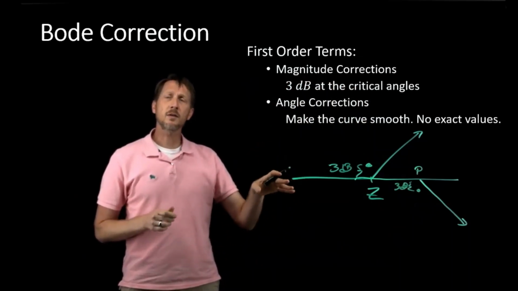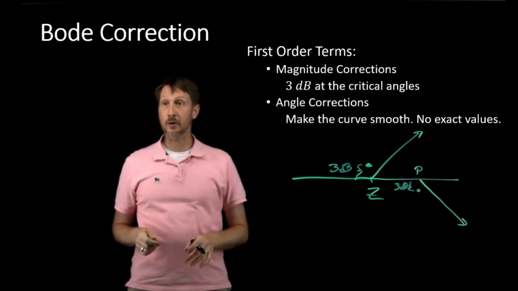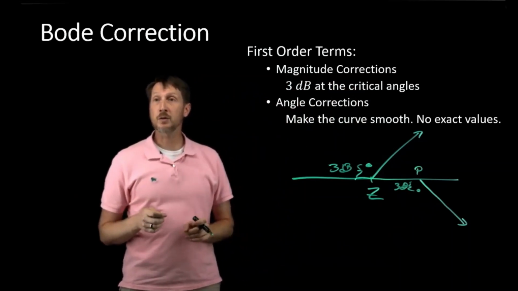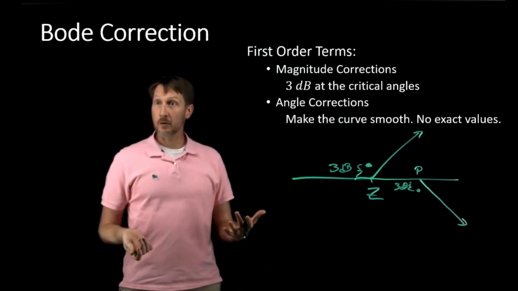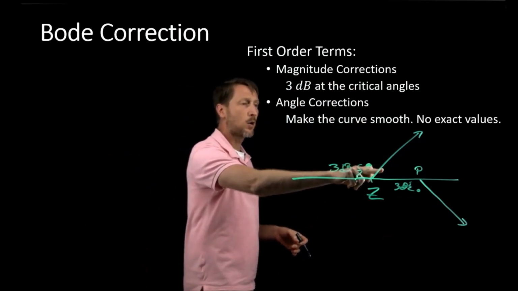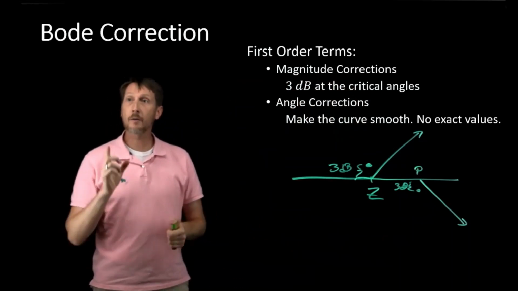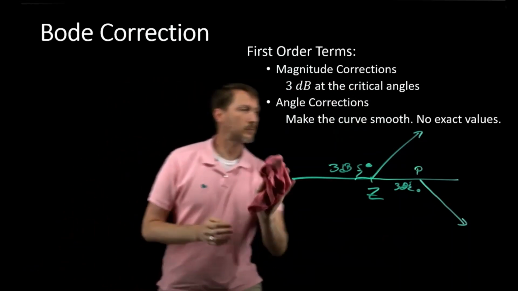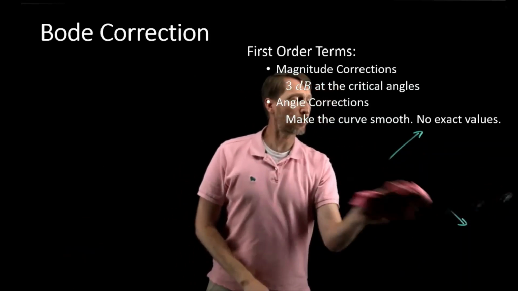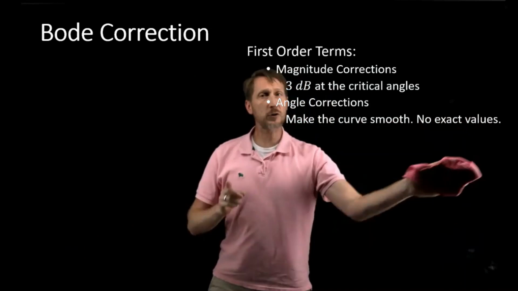You want to do this on each of the individual terms. Then when you sum these lines together, you might have correction points that add together. But when you do this, you want to associate each one of the correction points with the summation term of the transfer function. All right, so that's how you do correction points. This is only for a first order.